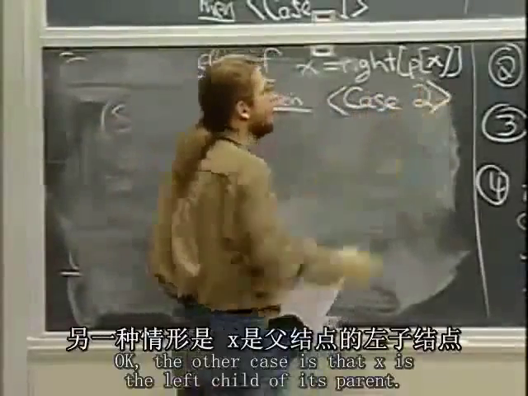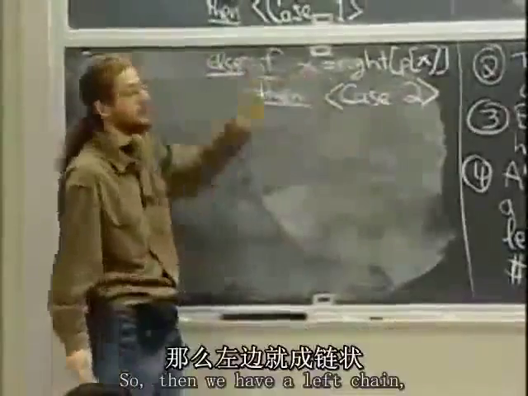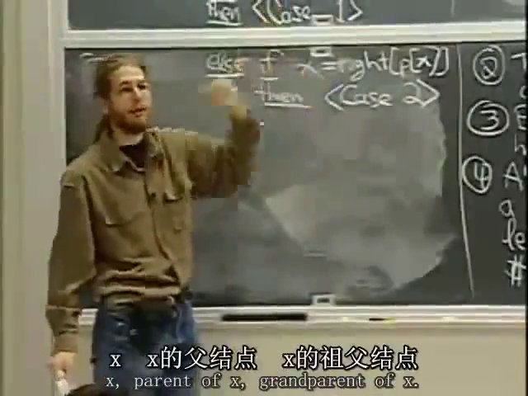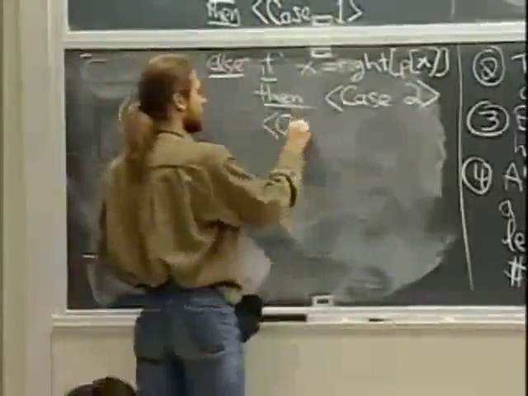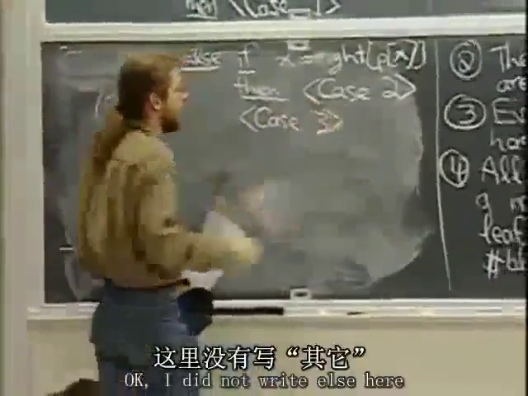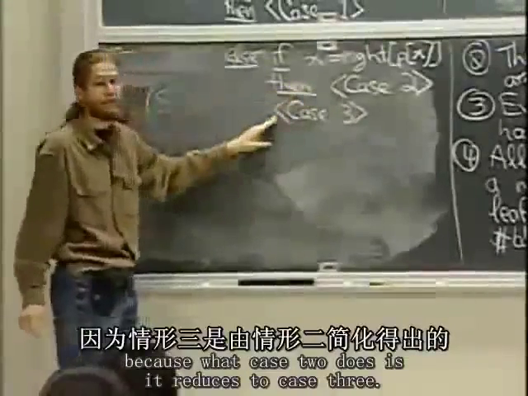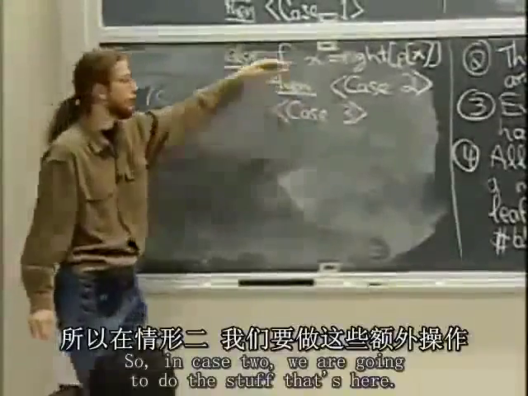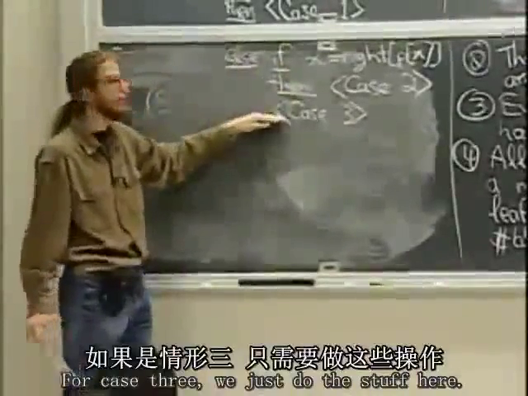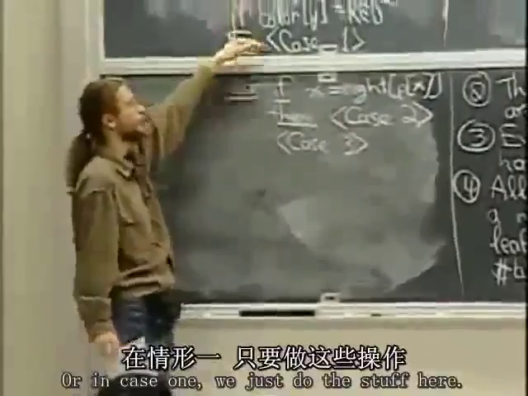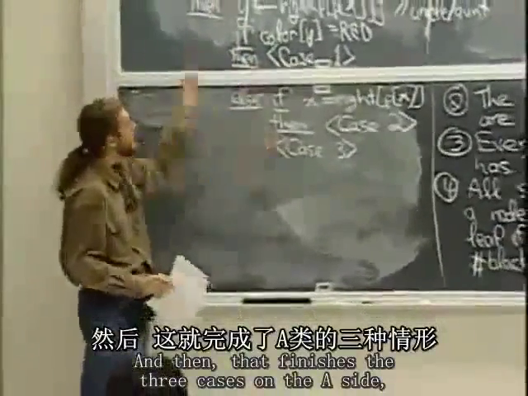Okay. The other case is that X is the left child of its parent. So then we have a left chain, X, parent of X, grandparent of X. That is case 3. Okay. I did not write else here, because what case 2 does is it reduces to case 3. So in case 2, we're going to do the stuff that's here, and then we're going to do the stuff here. If we're in case 3, we just do the stuff here. If we're in case 1, we just do the stuff here. And then that finishes the 3 cases on the A side.